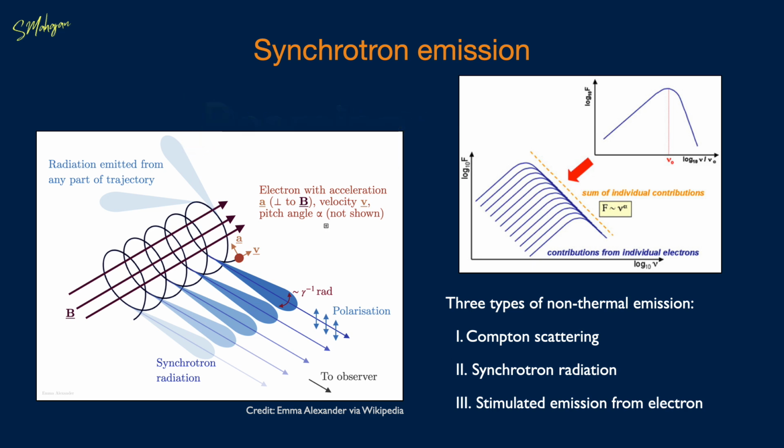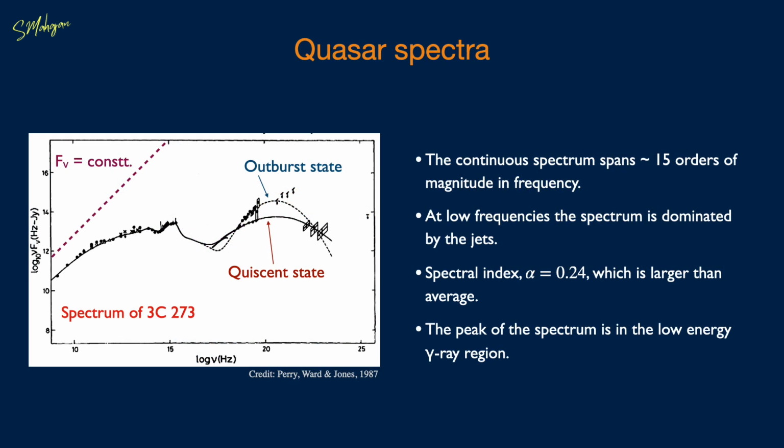The spectrum of the synchrotron emission results from the emitted spectra of individual electrons. As an electron continues to spiral around the magnetic field lines, it emits at a range of frequencies, peaking at a critical frequency, nu naught. Let's look at the AGN spectra in detail. Shown here is the spectral energy distribution of the quasar 3C273. It spans over 15 orders of magnitude in frequency.